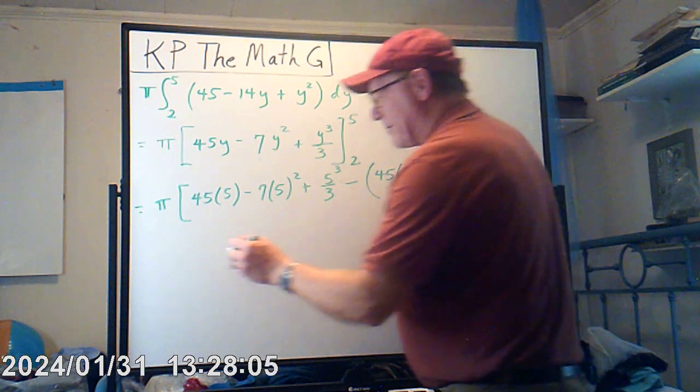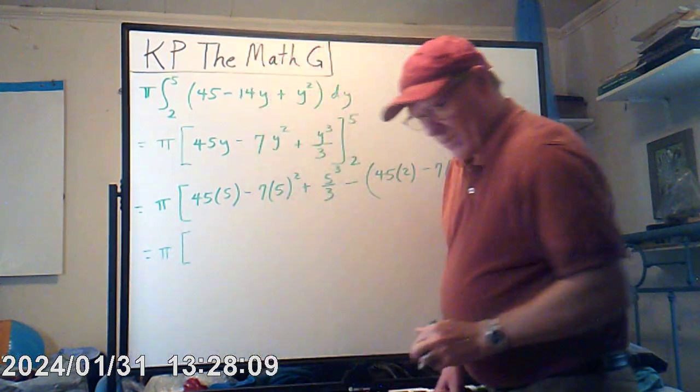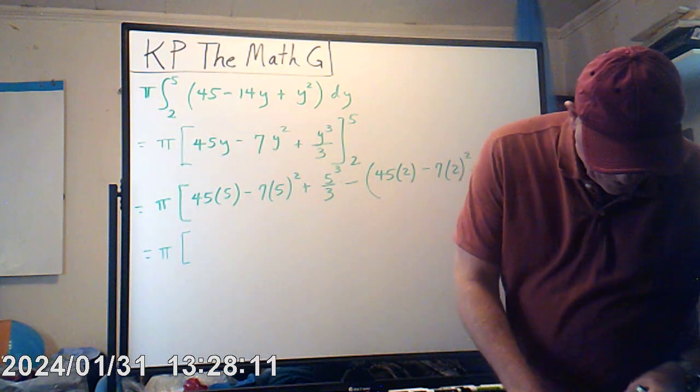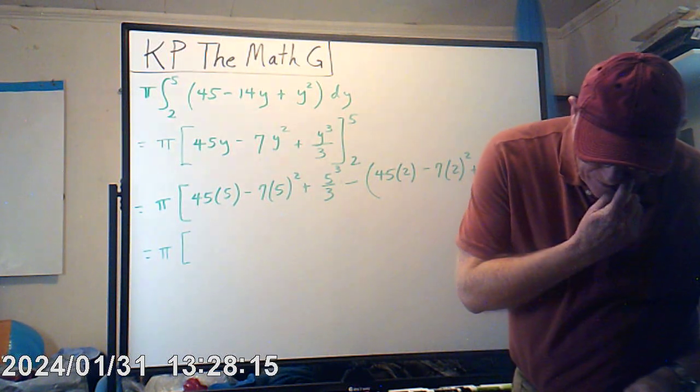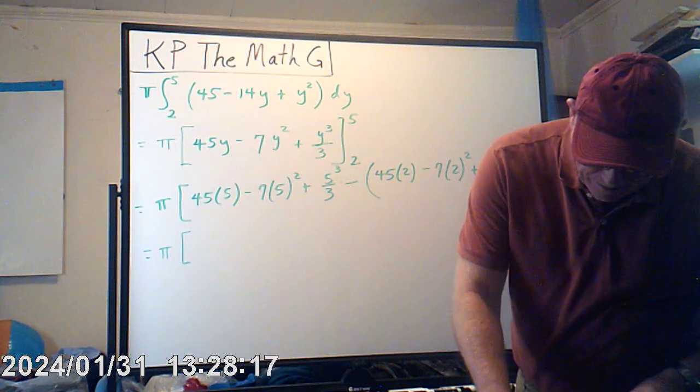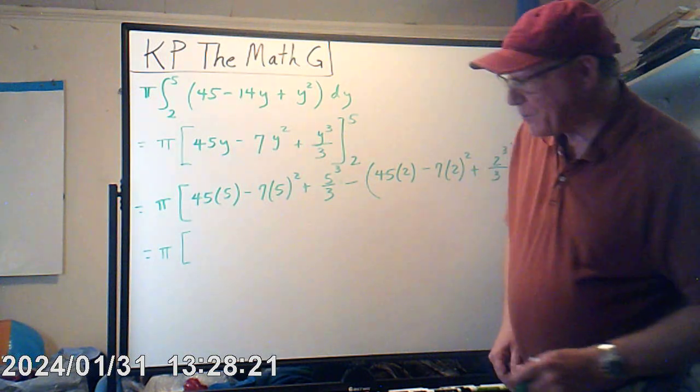Now let's go. Now this is equal to pi. 45 times 5 is 225, I do believe it is. 20, 21, 22, 225.